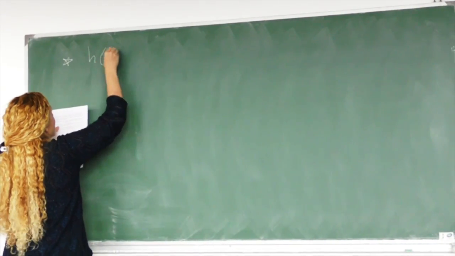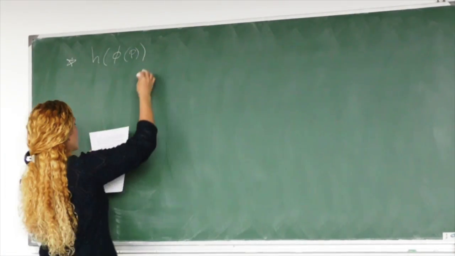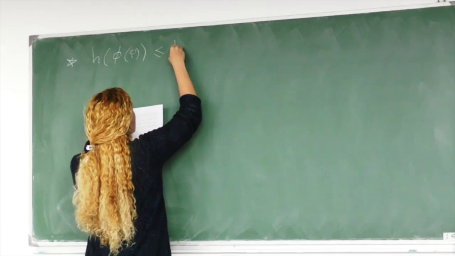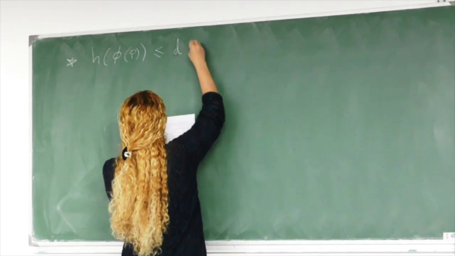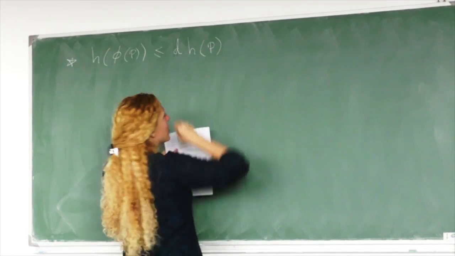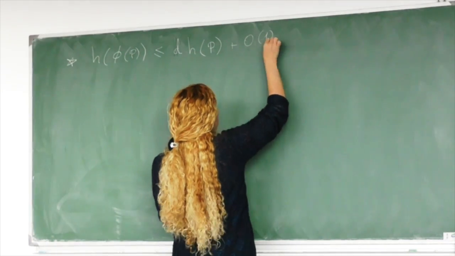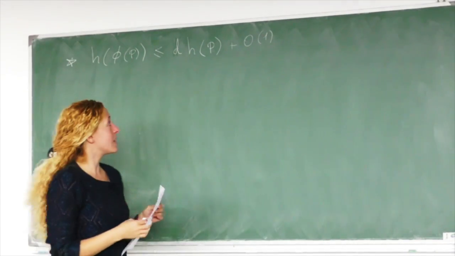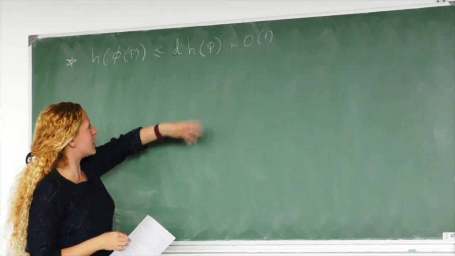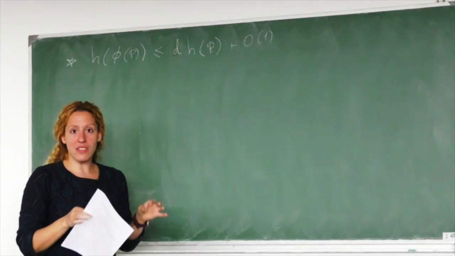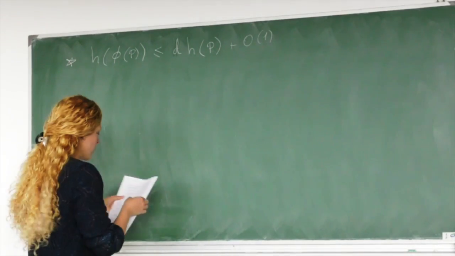First, the height associated to the image is smaller or equal than d times the height of the starting point, plus a constant. Remember, d was the degree of the morphism. This constant doesn't depend on the point. It depends on the morphism phi, and on n, m if you want, but once you fix the morphism, it doesn't depend on the point. So we have a constant there.